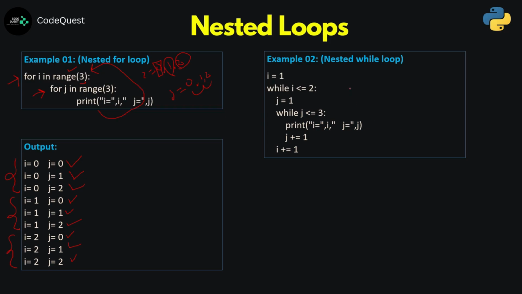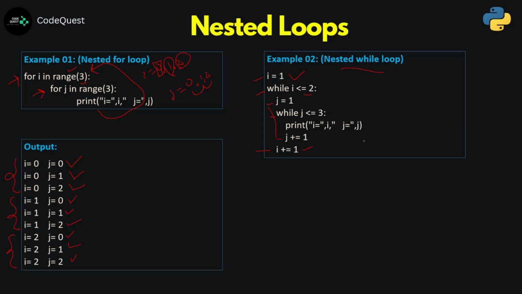Now let's look into another category, your nested while loop. Because we know a while loop has three portions, one is initialization, then there is a condition, followed by a change in value. So this is i equals 1, while i less than or equal to 2, and i equals i plus 1. These are the three parts of your outer loop. Whereas j equals 1, while j less than or equal to 3, and j plus equals 1, are the three parts which belong to your inner loop.